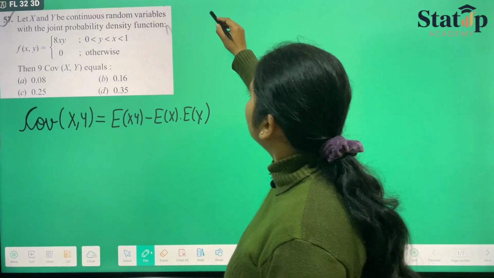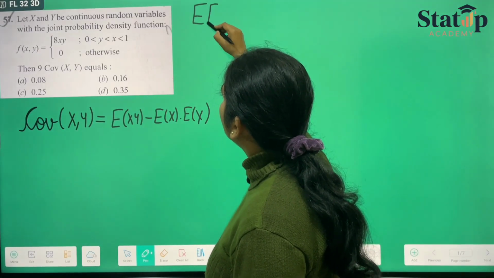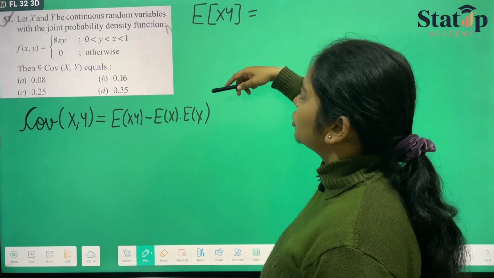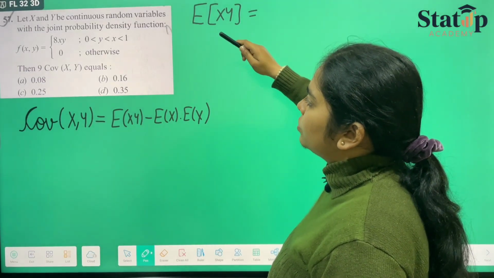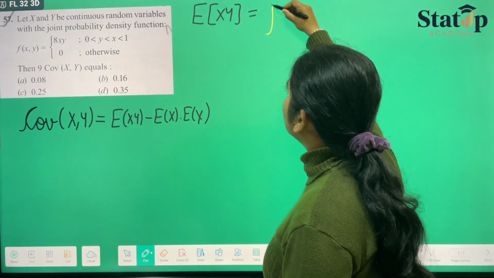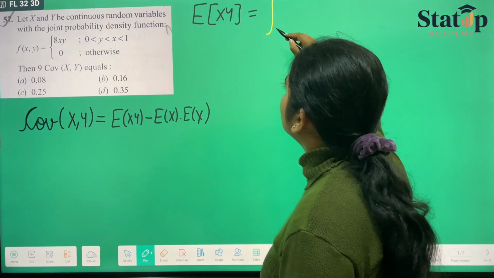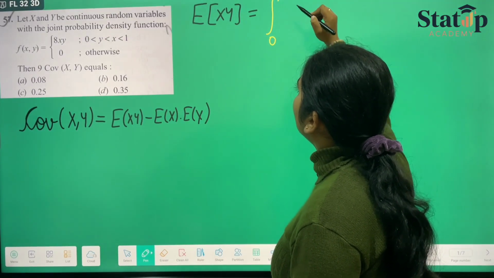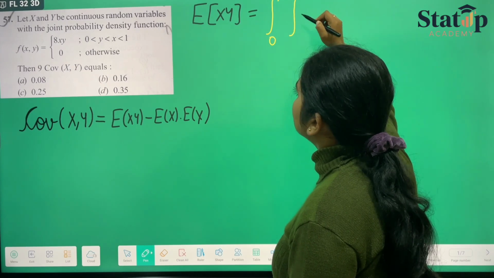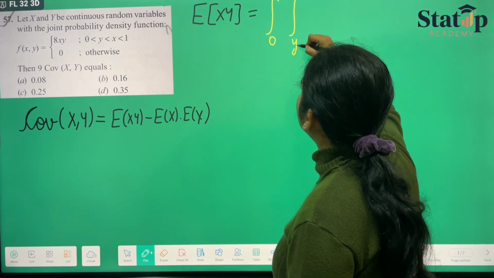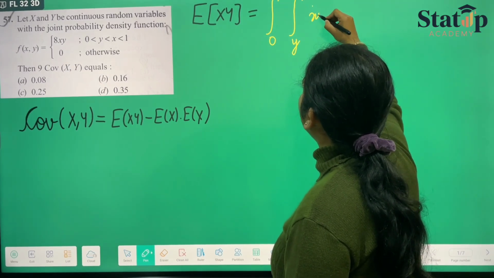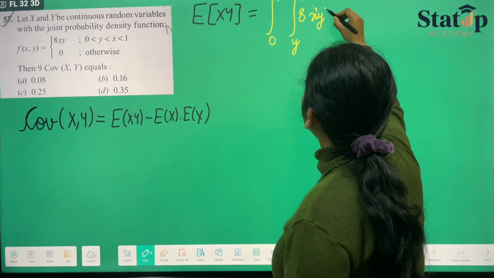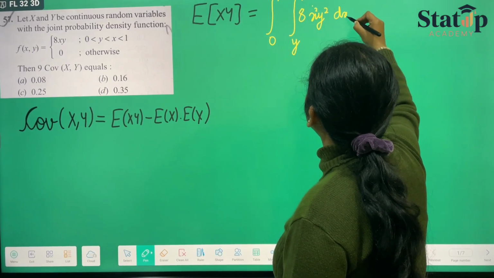Now let us start with, first of all, expectation of xy. We know the formula. It is double integration xy into 8xy. Now I am directly putting the formula. First of all, let us put the limits of y, which is 0 and 1. And limits of x is nothing but y to 1. xy, fxy is nothing but 8, x square y square dx dy.